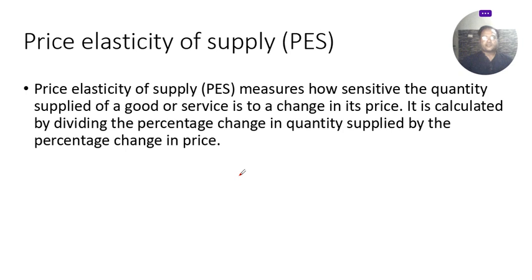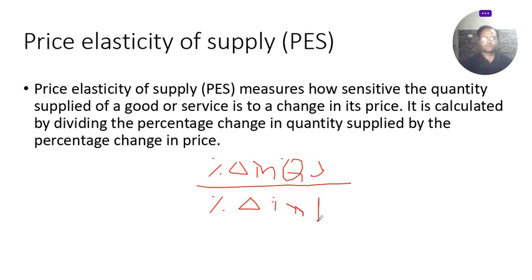Now we discuss the price elasticity of supply, which is called PES. Price elasticity of supply measures how sensitive the quantity supplied of a good or service is to a change in its price. It is calculated by dividing the percentage change in quantity supplied by the percentage change in price. The same formula: percentage change in quantity supplied divided by percentage change in price.